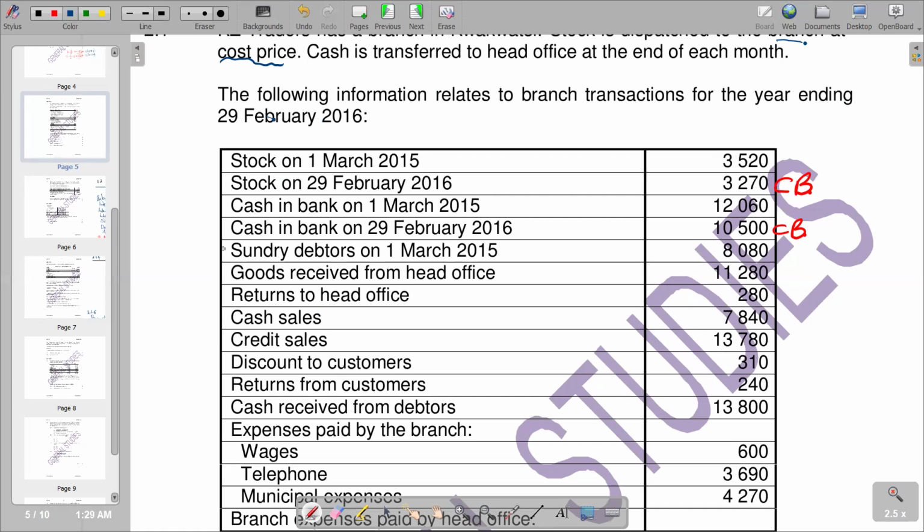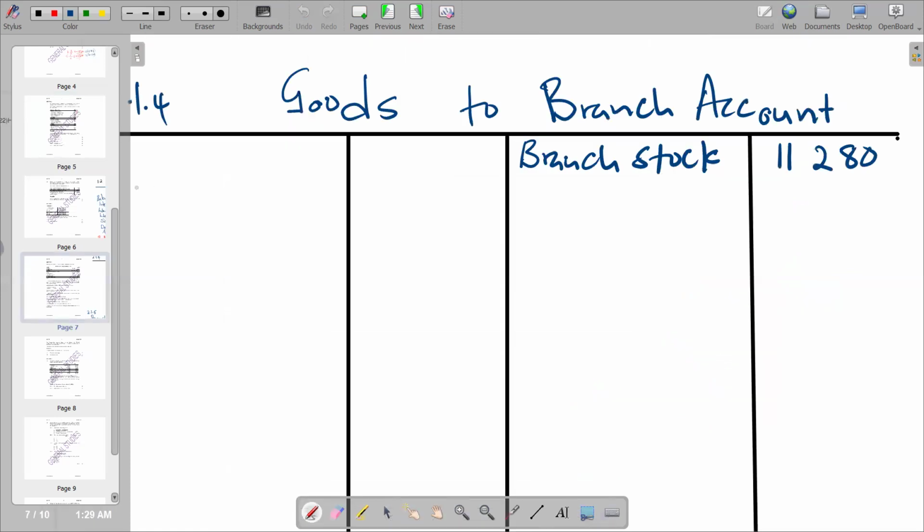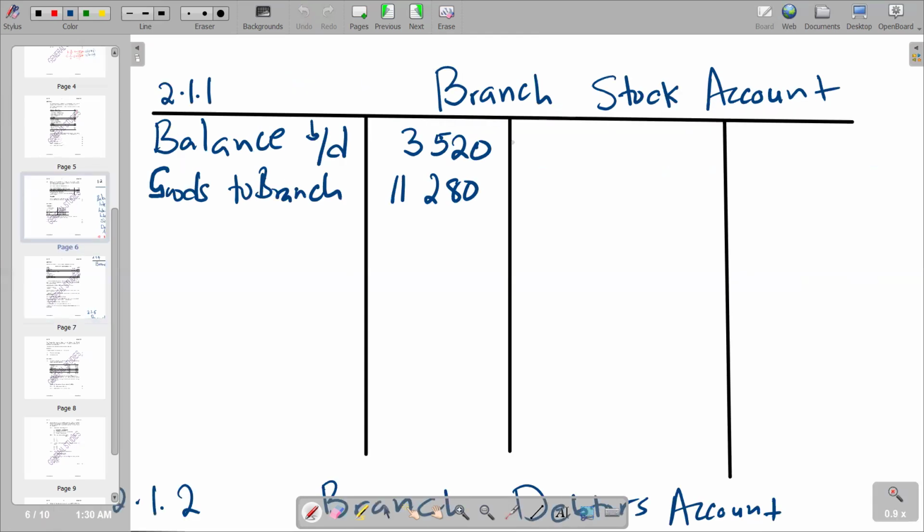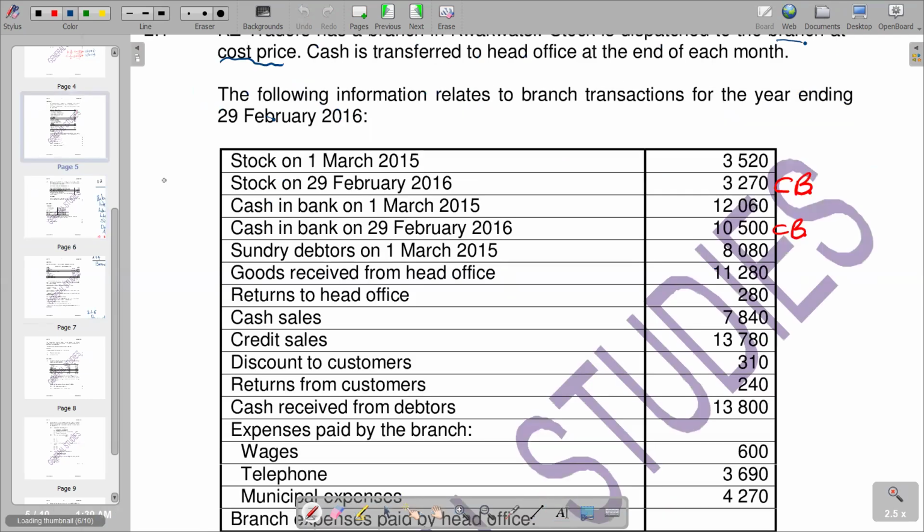So we start by entering on the debit side of the goods to branch. So we go to goods to branch, stock 80. And then if you go to the branch stock account, we come to the credit side. So we now see goods to branch 180. And then we go to the next transaction given, which is now cash sales. So on cash sales, when we have received the debit branch stock, when there are sales now, goods are going out, so we're supposed to credit the branch stock account.